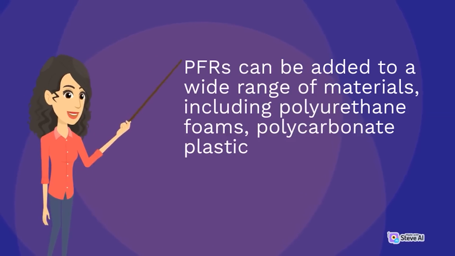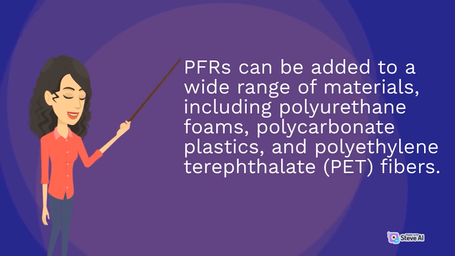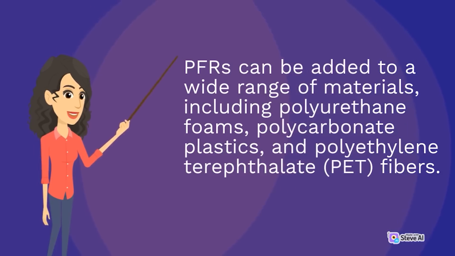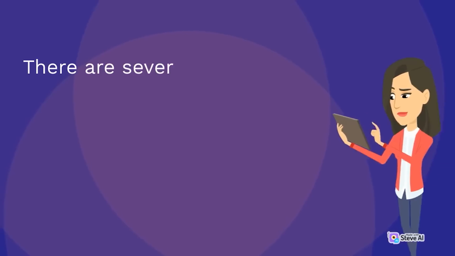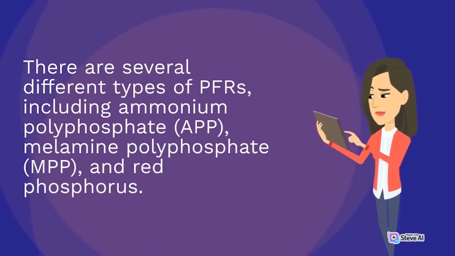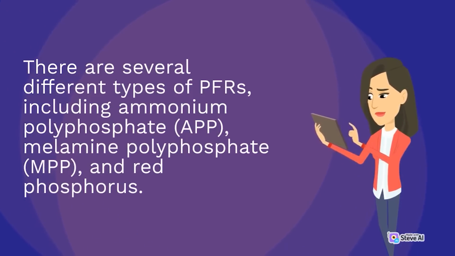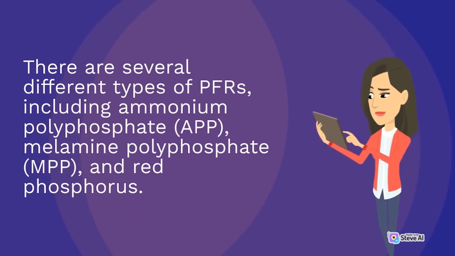PFRs can be added to a wide range of materials, including polyurethane foams, polycarbonate plastics, and polyethylene terephthalate (PET) fibers. There are several different types of PFRs, including ammonium polyphosphate (AP), melamine polyphosphate (MPP), and red phosphorus.